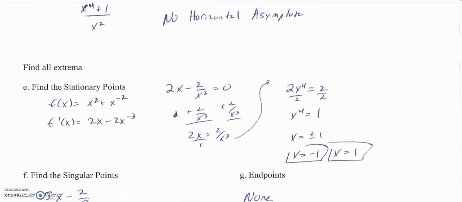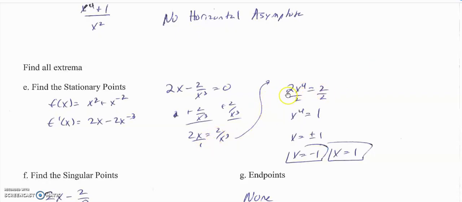Then for the extrema, we take the first derivative of the original. The original is x squared plus x to the negative 2. The derivative would be 2x minus 2x to the negative 3. Set that equal to 0. So if you had 2x minus 2 over x to the 3rd equals 0, add 2 over x to the 3rd to both sides. 2x equals 2 over x cubed. Cross multiply since we have a proportion. 2x times x cubed is 2x to the 4. 2 times 1 is 2.